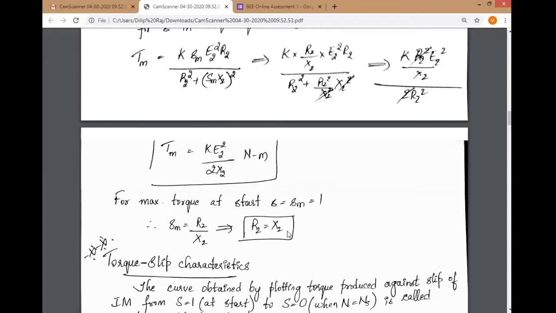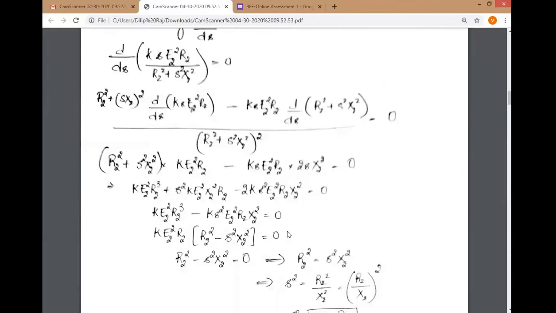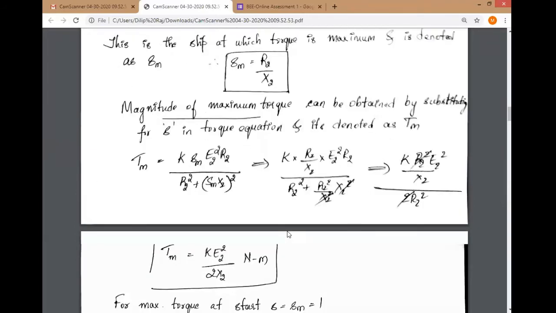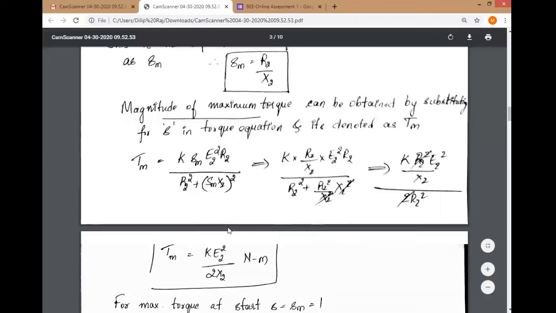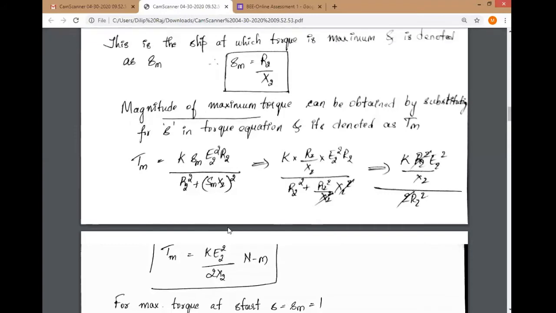So this is about the condition for maximum torque. Remember, the condition for maximum torque is that the slip should be exactly equal to the ratio of rotor resistance to that of the rotor reactance at standstill. And the slip we get corresponding to the maximum torque is called Sm. So that Sm is the slip corresponding to maximum torque. By replacing S by Sm in the general torque equation, we get the equation for Tm as written here.